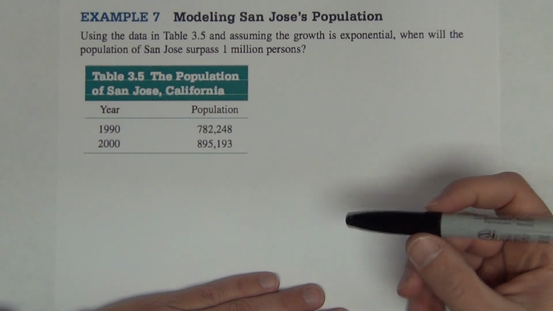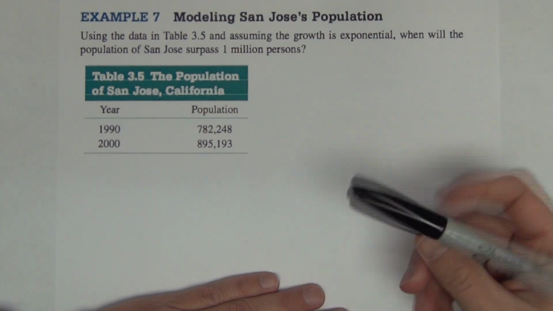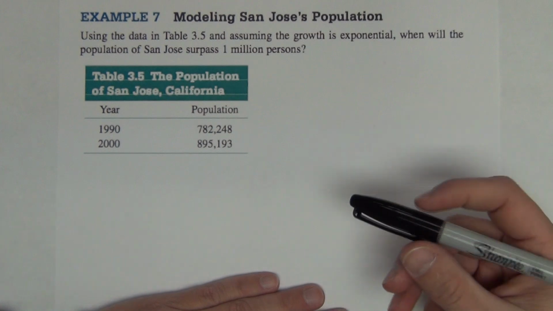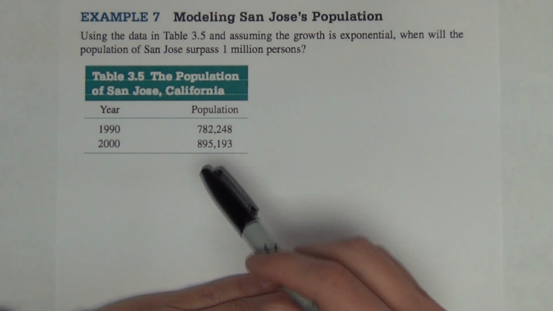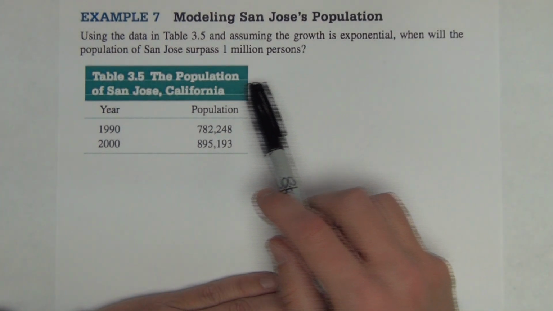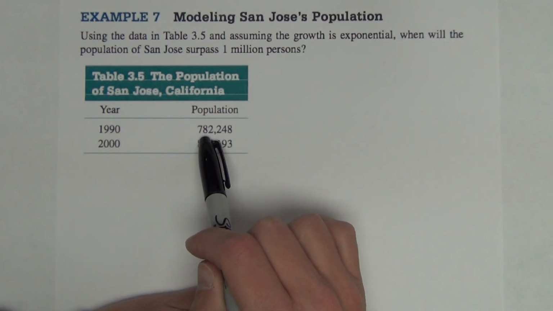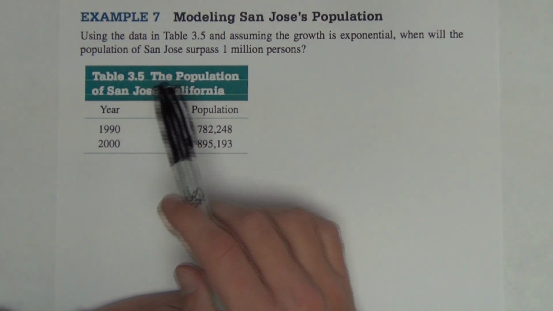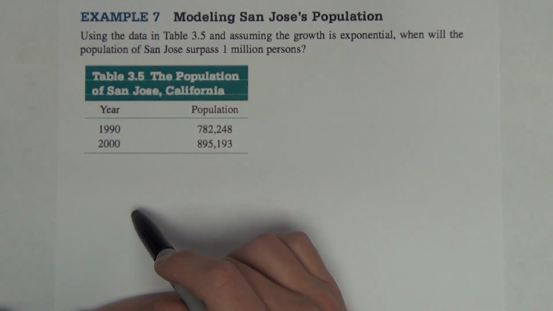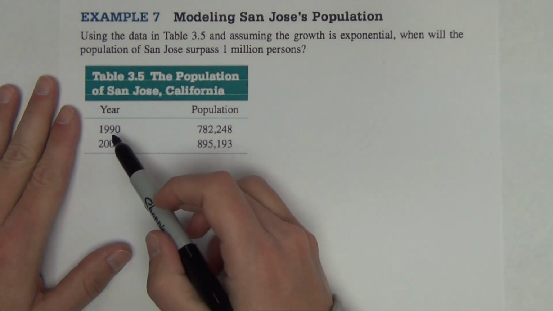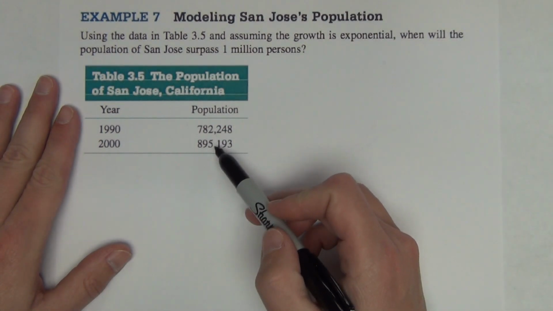Okay, in this example, taken out of our textbook, we're modeling population growth in a city with an exponential function. Problem says, use the data in the table, assuming the growth is exponential, when will the population of San Jose surpass 1 million people? So I've got this table of values. It's a very limited table of values. I've got year information over here and population numbers here.